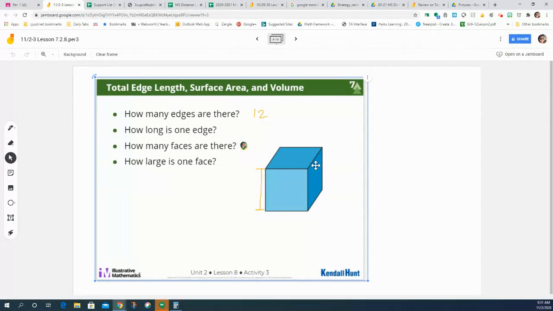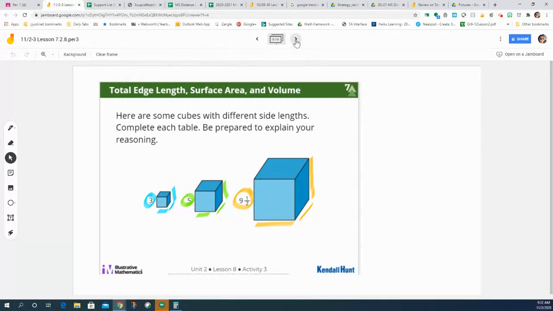And how large is one face? It's going to be base times height, right? If I wanted to know how big this base, or face, is, then I have to multiply. And how long is one edge? That's going to be the length. All right, so now let's go back here.